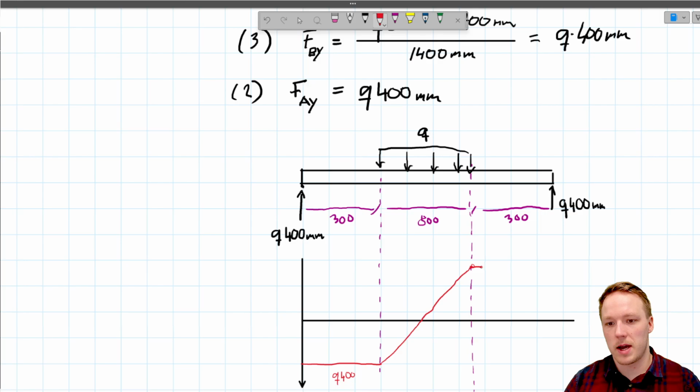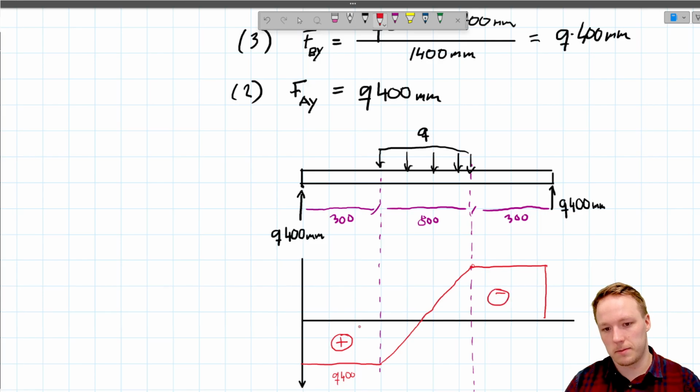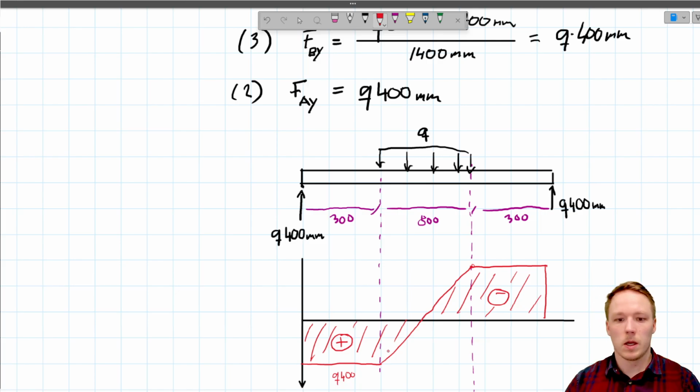And then we will remain on that level until we reach the end of the structure, where we finally have once again Q400 pointing upwards, which means that our internal shear force will go to 0 like it's supposed to go. So here we have a positive value, here we have a negative value. Like that.